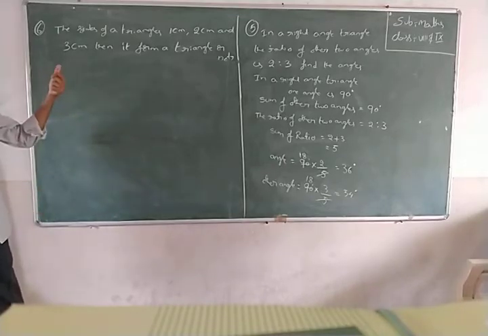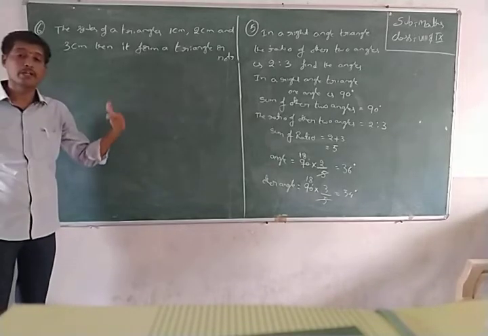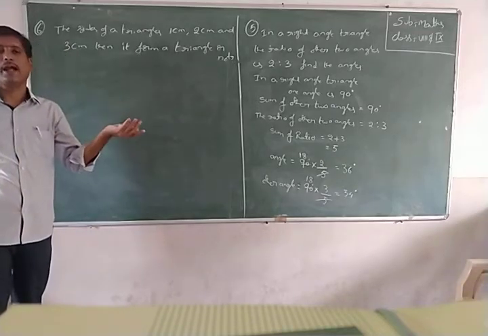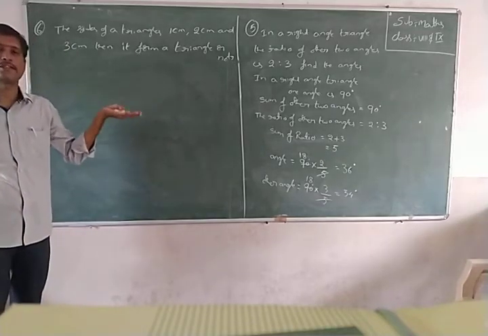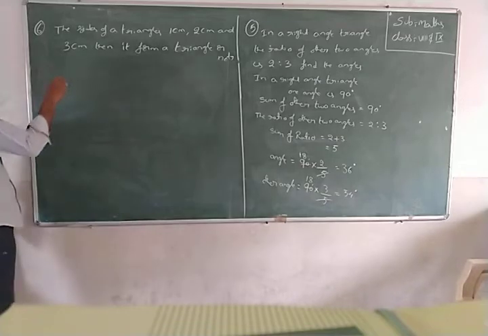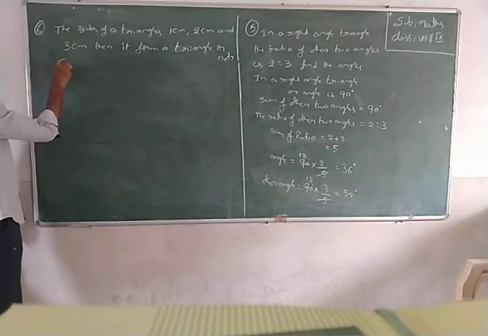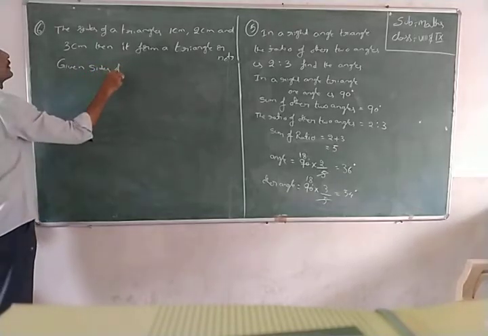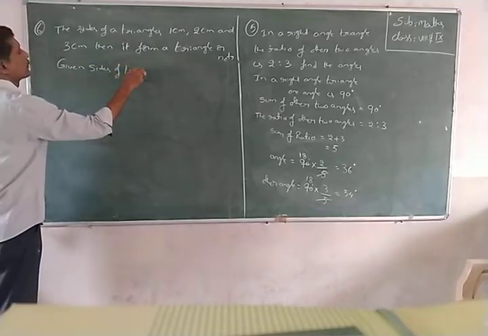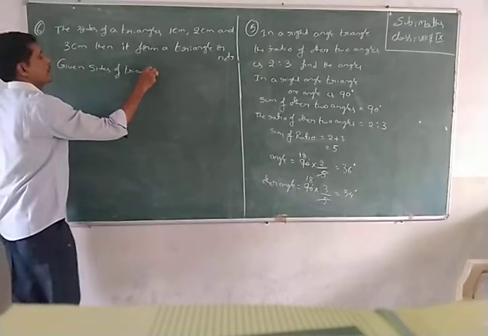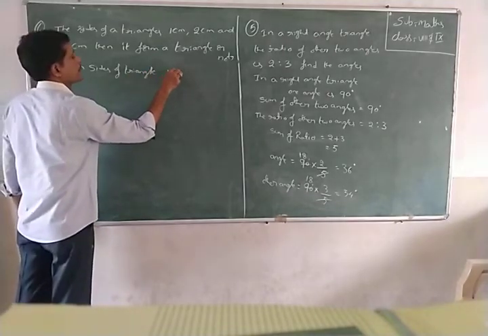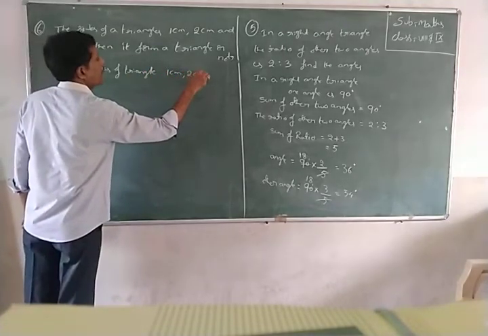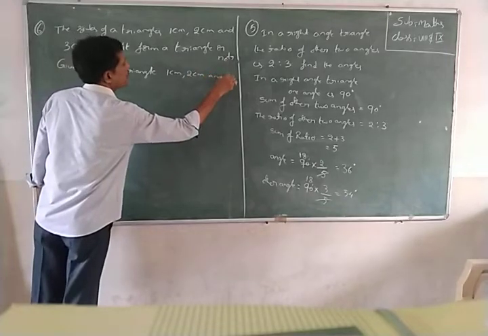To form a triangle, the sum of any two sides must be greater than the third side, and the difference of any two sides must be less than the third side. First one, here the given sides of the triangle are 1 centimeter, 2 centimeters and 3 centimeters.